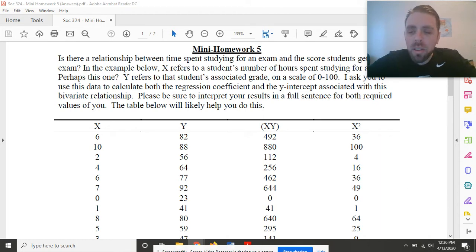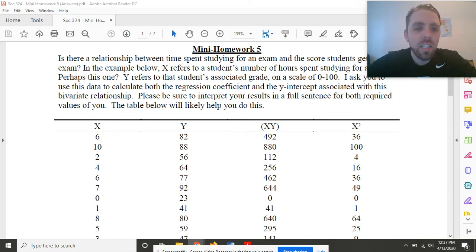Both of these are interval level measurements. They are on a clearly defined scale. They have a clearly defined measurement strategy, and the distance between points on the scale is constant, right? The difference from 1 hour to 2 hours is the same as the difference from 2 hours to 3 hours, and so on and so forth.